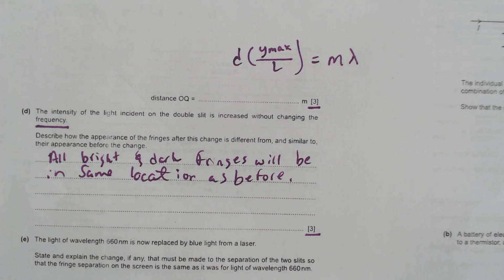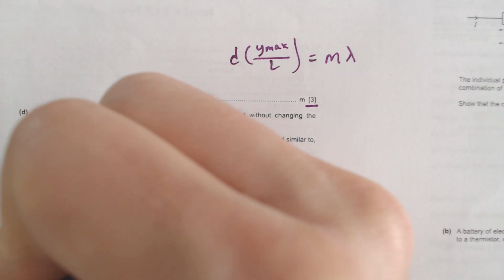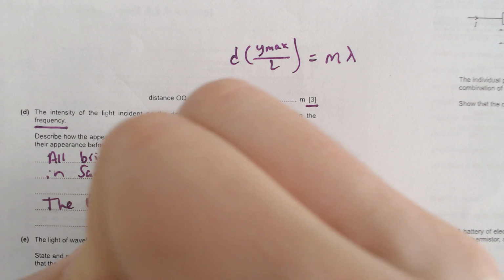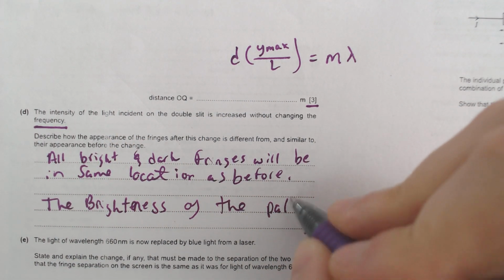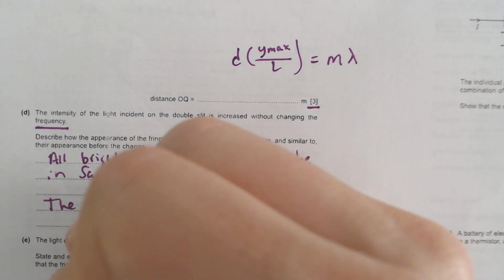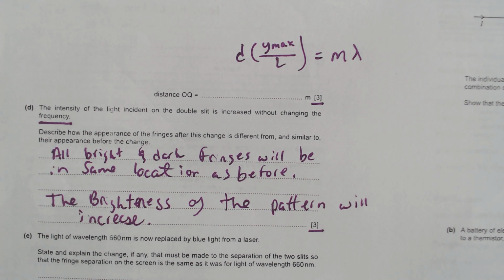But if we increase the intensity, then it will make things brighter. That's what intensity is, the brightness. So even though they're in the same spot, the brightness of the pattern will increase. And due to the brightness of the pattern increasing, in this case, it's a gradient pattern, so you might notice the gradient a little bit more.